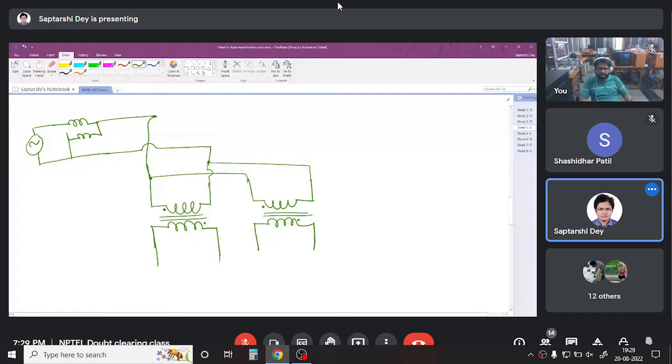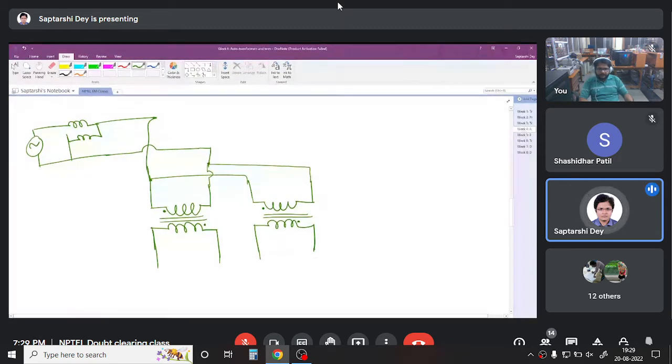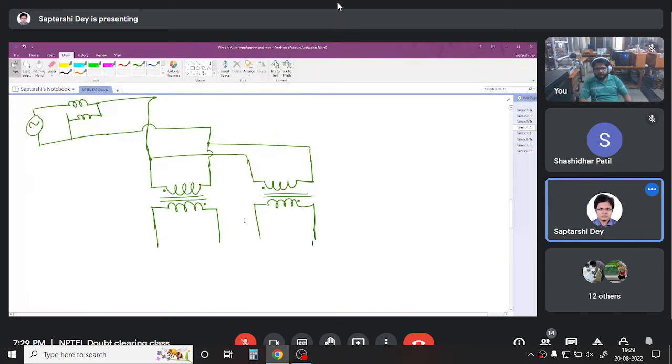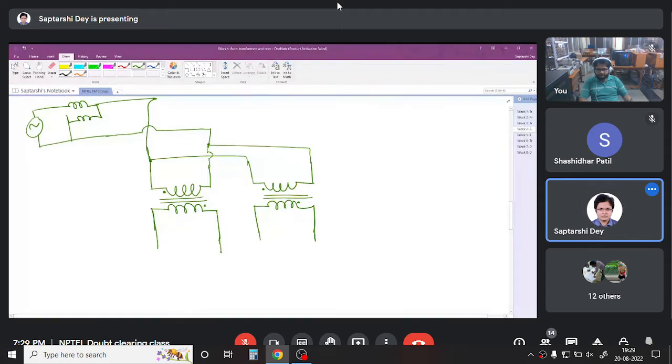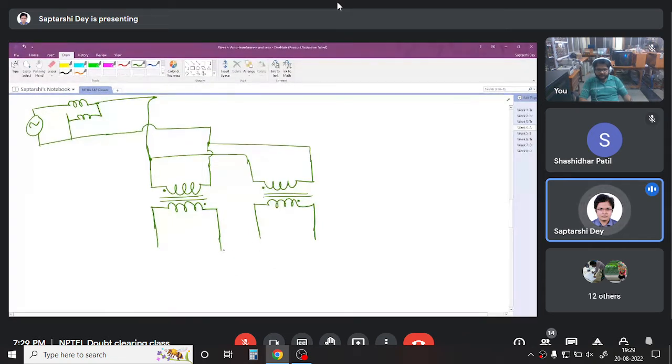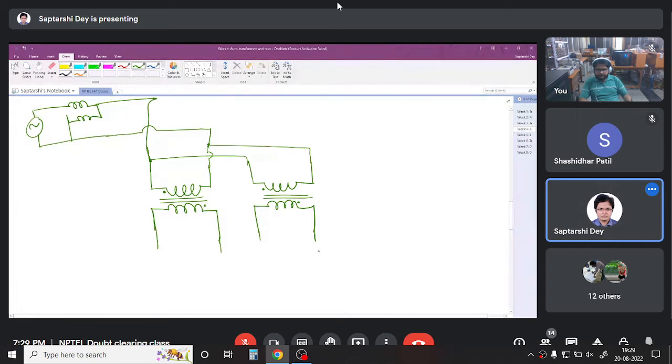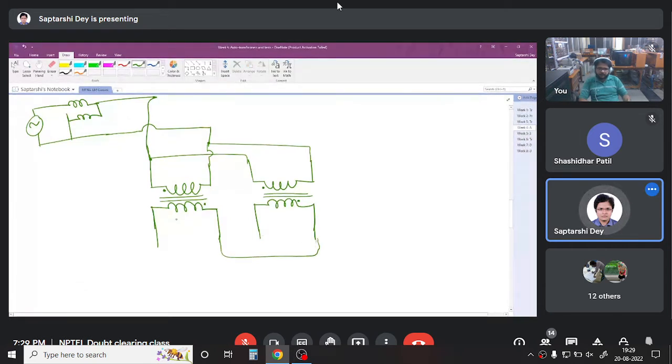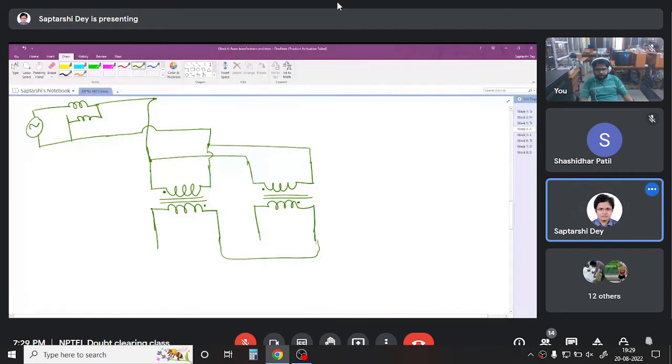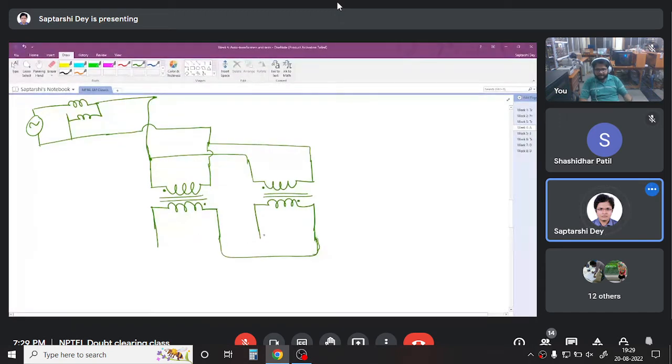And the secondaries are connected in anti-parallel fashion, that is, connected in series like this. Suppose the current flows like this, it goes like this, and in the other it goes the opposite way. So their secondaries are connected like this.